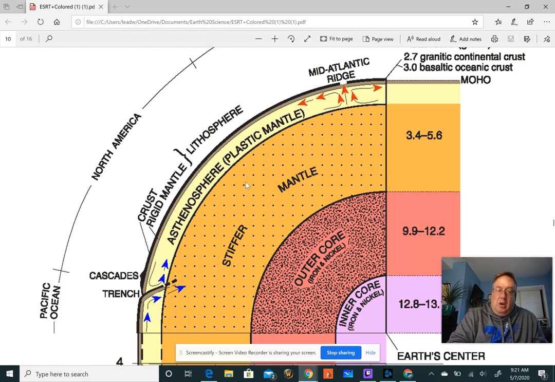Now, if I want to talk about the lithosphere, okay, that's going to be a combination. So when we talked about lithospheric plates, that's a combination of the very, very top layer of the mantle, which is this brownish layer here, which is very rigid, okay, and the crust together. So those two combined are going to make up the plates, okay?